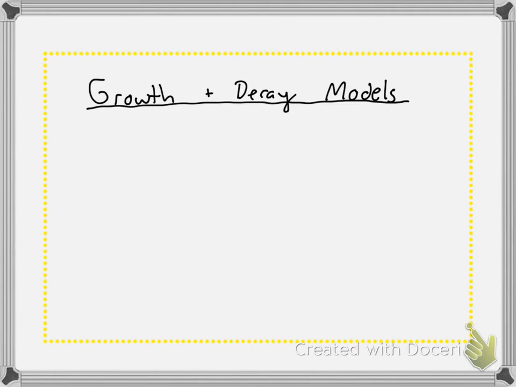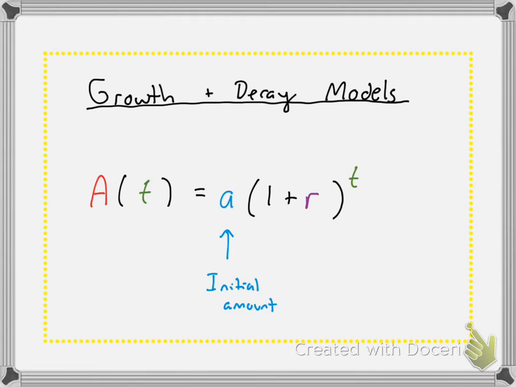So the second thing that we're going to talk about is growth and decay models. This is going to be especially important for anything dealing with finances, especially if you're taking financial algebra next year. You're going to use this a lot. The technical model for this is A of t equals a times (1 plus r) to the t power. What all these variables mean is our a value is our starting or our initial amount. Our r value represents our rate of growth. And then our t value represents the number of time periods that this growth or decay is occurring.